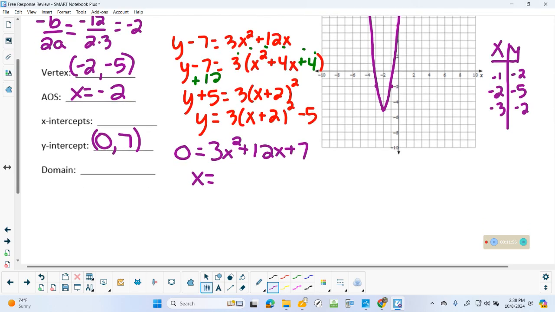So this is kind of the yuck part, of course, getting exact x-intercept. So opposite of b, plus or minus the square root, b squared. I'm just going to go 144 on it. Minus 4 times a times c. All over 2a, 2 times 3.